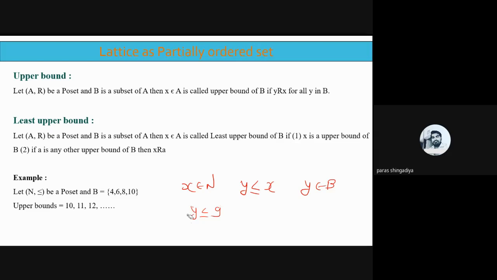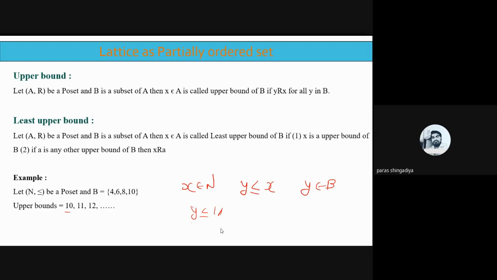But if you consider 10 in place of 9, and replace the values of y one by one: 4, 6, 8, 10. So 10 less than or equal to 10. Clear? Equality is there. So 10 is the answer, because equality is allowed. So we can say it is an upper bound. The first answer is 10. The next number is 11 from the choice of N. Consider 11. For 4, 6, 8, 10 the inequality is correct: 4 less than or equal to 11, 6 less than or equal to 11, 8 less than or equal to 11, and 10 less than or equal to 11. Clear? So 11 is an upper bound.